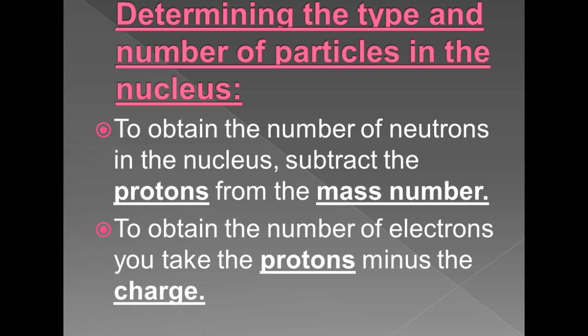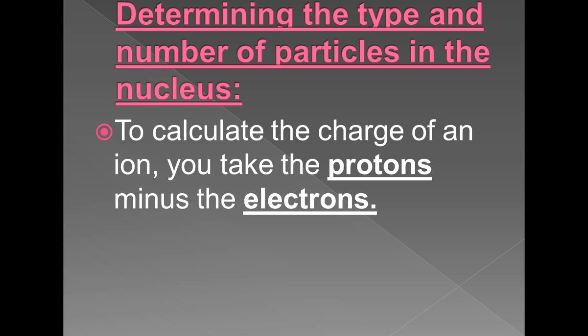Now, what about electrons? Well, we already talked about if it's neutral. So if it has a charge of 0, the protons equal the electrons. But what if it's not 0? So to obtain the number of electrons, you take the protons minus the charge. And don't forget to include the negative or positive in there. And lastly, to calculate the charge of the ion, you take the protons minus the electrons. And we're doing it in that order specifically because protons are positive, electrons are negative, okay? So it has to be in that order.